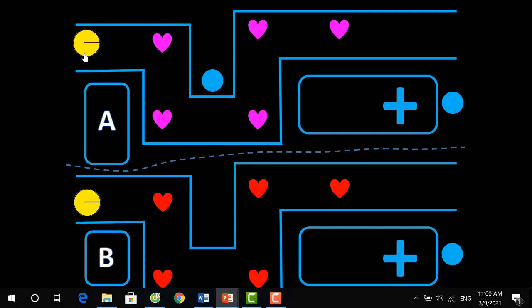So team A, this is your Pac-Man. Team B, this is your Pac-Man. Each Pac-Man has 5 hearts and try to answer correctly so they can eat the heart and then finish the queue to go to the final here, and you win.